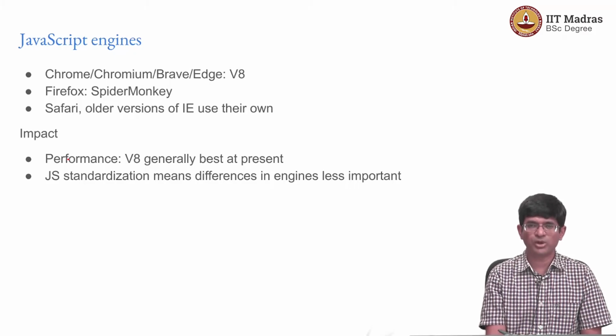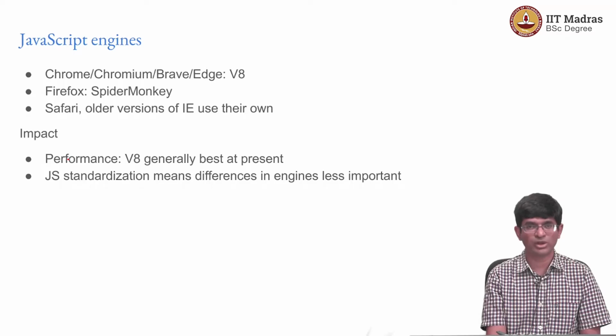The important point over here is all of these differ primarily in the kind of performance or the kind of memory resources or other things that they might use. But the fact that JavaScript has been reasonably well standardized at this point means that the differences between the engines are actually quite less important at this point in time. Right? Most of them can be expected to behave more or less the same on any JavaScript that you throw at them.